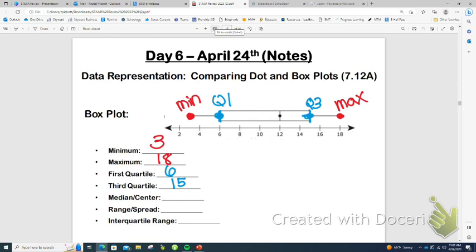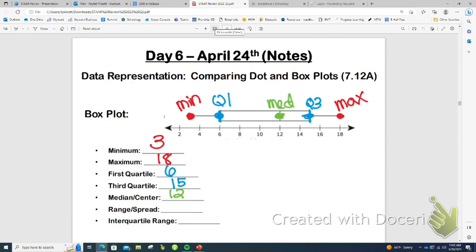On these types of questions, sometimes they will call it the median or the center. And that is where the dot inside the box is. So the only dot inside the box is right here. So I'm going to label that the median, and that's on 12. The median is the middle, so you're picking the middle dot.